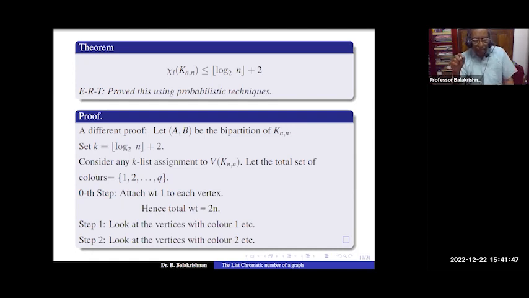Okay. Now what did I do to start with? To start with, I gave the color 1, weight 1, to all the vertices of K and N. So what is the total weight? N plus M, 2M. So totally, to start with, the weight was 2M. So remember that.